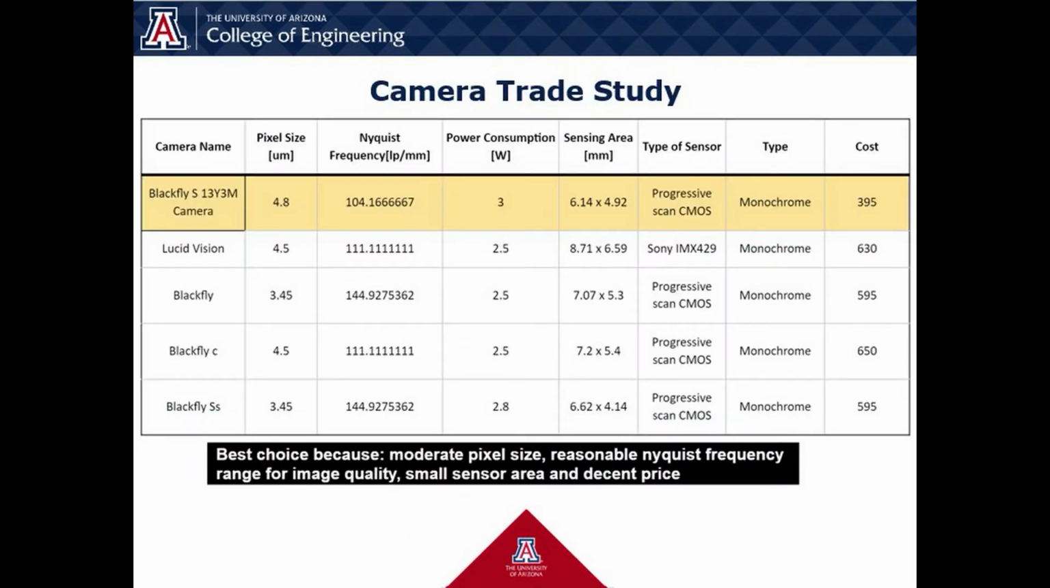This was a trade study we conducted when choosing our camera based off specifications such as pixel size, Nyquist frequency, and the type of detector. Due to shortages of parts, we ended up borrowing a camera from Arete, but it had similar specs.